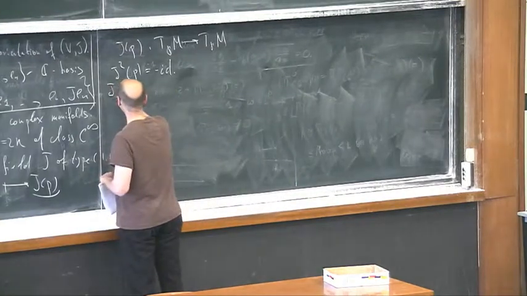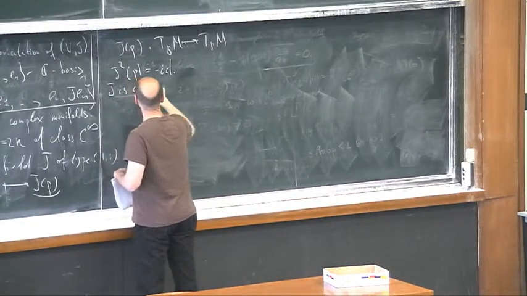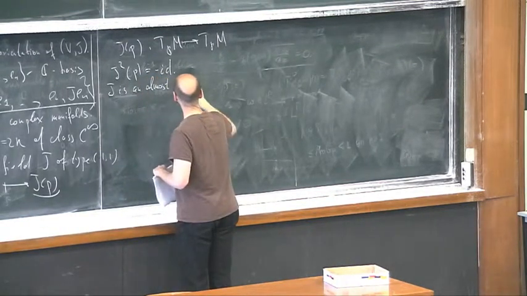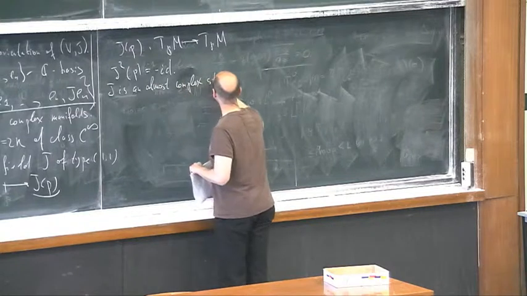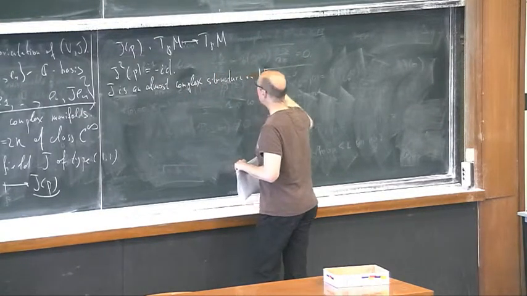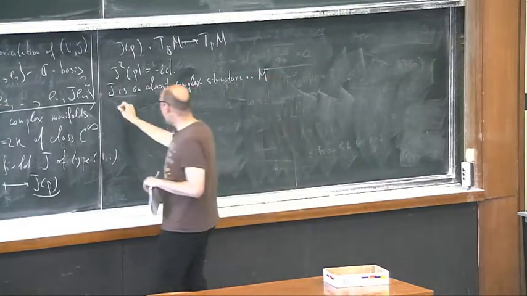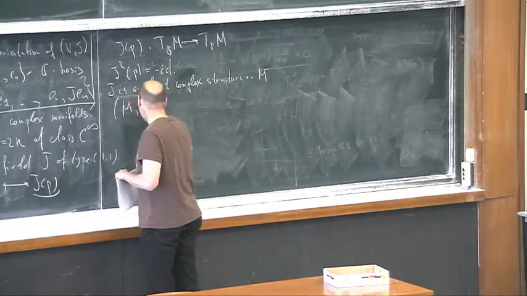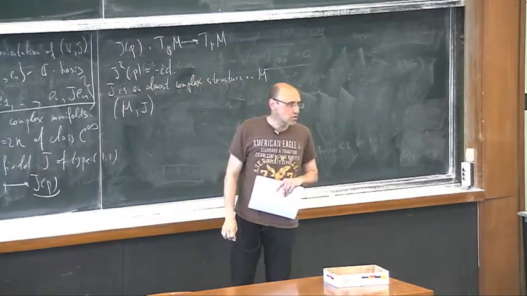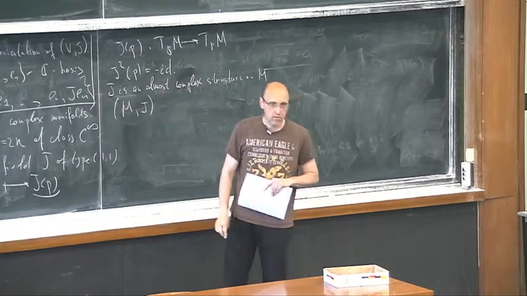And when you have such a J, J is called an almost complex structure on M. And if you have fixed an almost complex structure, then this couple (M, J) is called an almost complex manifold.